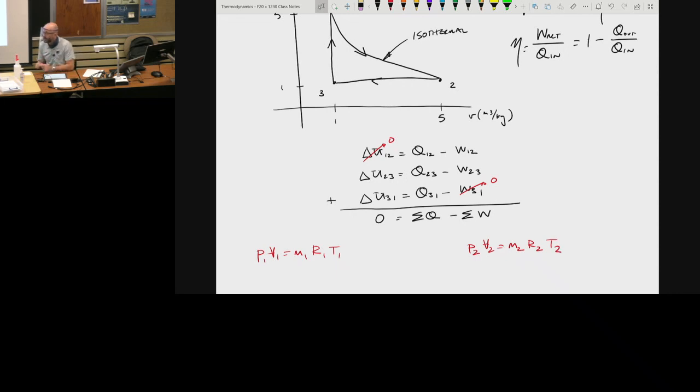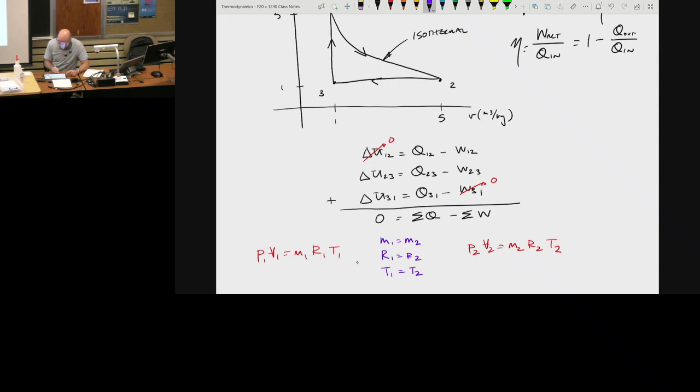Now in this situation, it's a closed system, so mass 1 is equal to mass 2. No mass is leaving the boundary. We also know it's air, so the gas constant R is going to be the same, so I know that R1 is equal to R2. And I know from 1 to 2 it is isothermal, so I know that T1 is equal to T2.